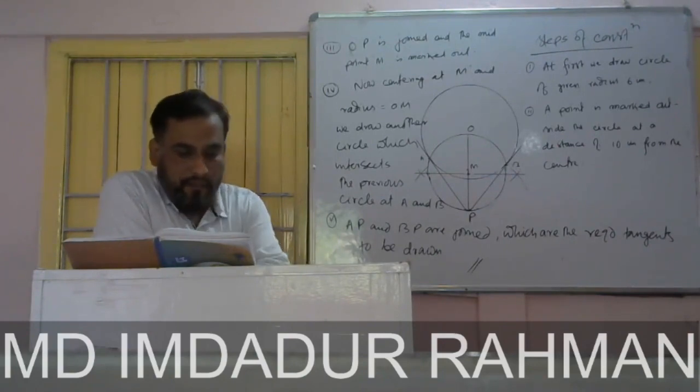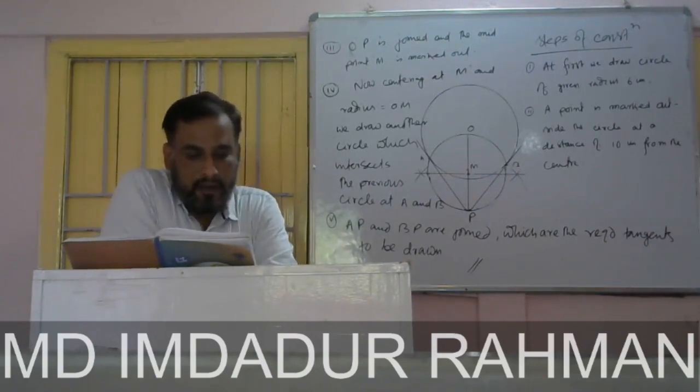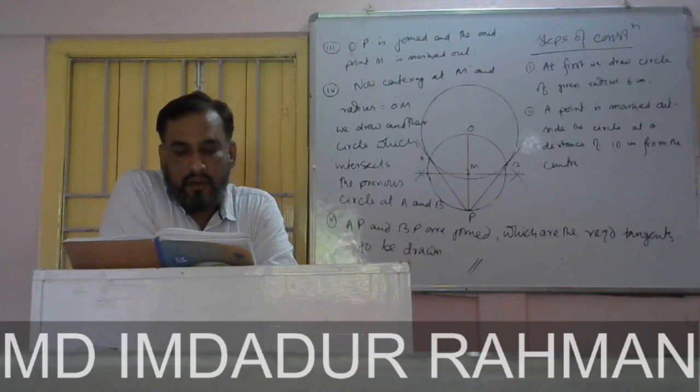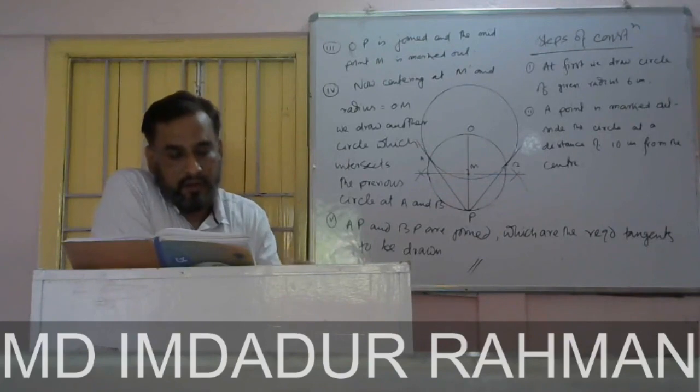Now, from here I am giving one more homework. Construct a tangent to a circle of radius 4 centimeter from a point on the concentric circle of radius 6 centimeter and measure its length. Also verify the measurement by actual calculation.